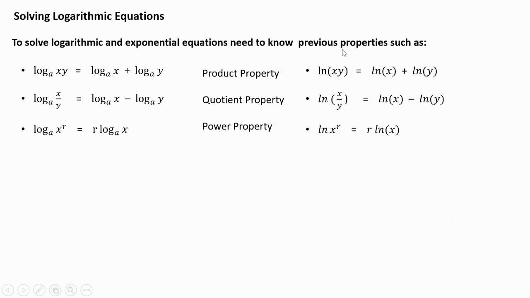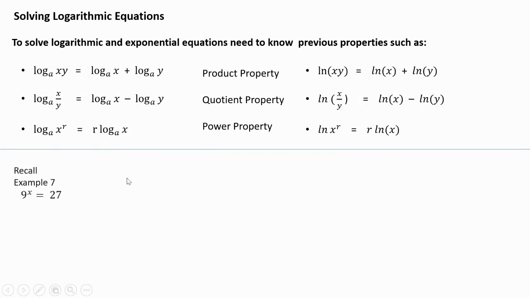It also works for the natural log. The ln of x times y equals the ln of x plus the ln of y. You see, similar properties, but this is a log and this is the natural log. You have to know these in order to solve logarithmic and exponential equations. These are properties that you need to know.